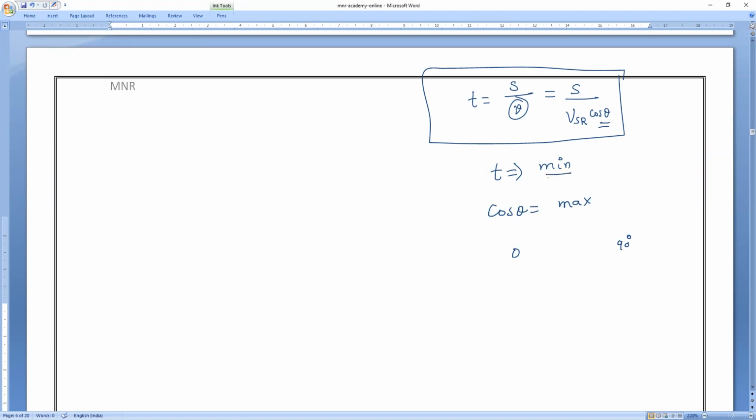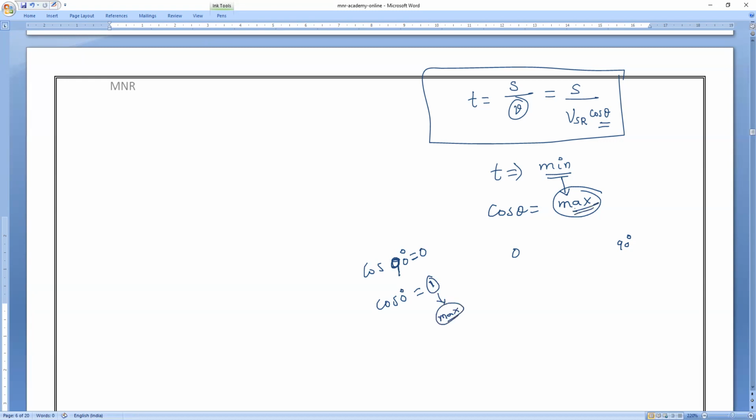Remember, theta will be minimum when cos theta becomes maximum. Can you tell me, theta is maximum at what angle? 90 degrees, 0 degrees. Cos 90, how much, brothers? 0. Understanding? So cos 0, how much? Cos 90 is 0. Cos 0 is how much? 1. Understanding? 1. That is the maximum value.